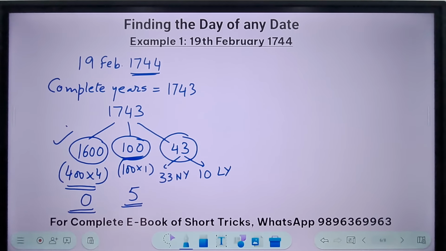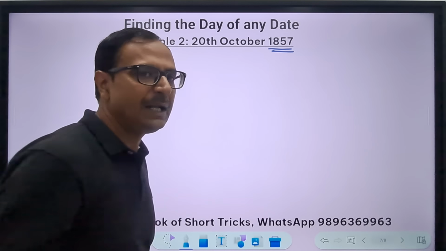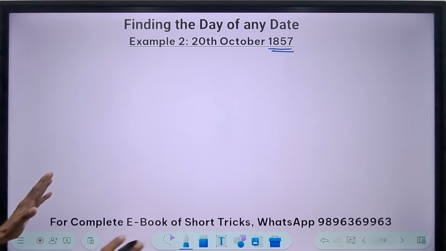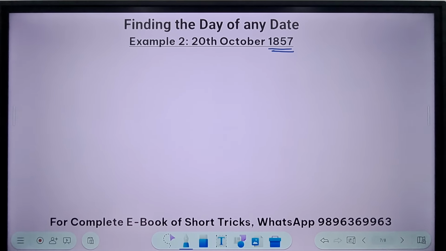Now see how many concepts we have used here, and this is how you need to understand the concept and apply it to solve 30-40 questions, taking some past years, taking some future years, and I'm sure you are going to get a correct answer every time. So let's see one more question of a past year. Now I am taking the example of 20th October 1857. Now we all know 1857 is not divisible by 4, so it is not a leap year, right? So let's talk about the complete years first.